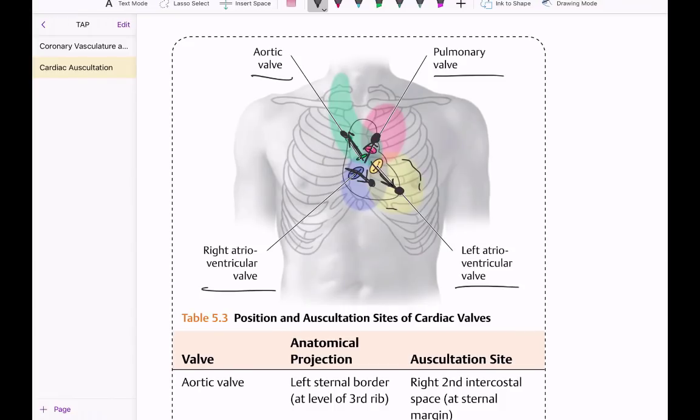So notice that for three of the valves, we're going to listen for them on the left side of the body. The mitral valve, we'll listen for it at the fifth intercostal space, and this dotted line happens to correspond to approximately the midclavicular line. And we're going to listen to the tricuspid valve in the fifth intercostal space next to the sternum, and we're going to listen for the pulmonic valve in the second intercostal space next to the sternum, and then the aortic valve in the second intercostal space, but on the sternum on the right side.